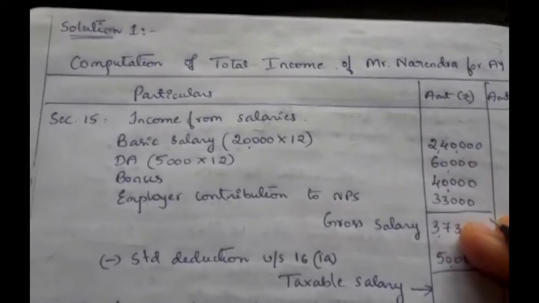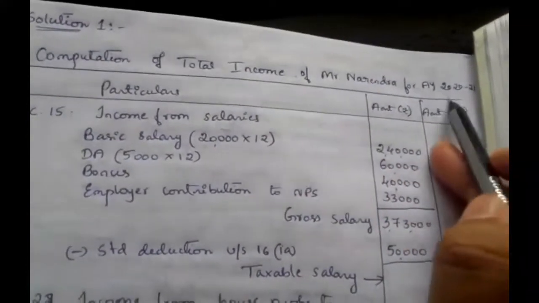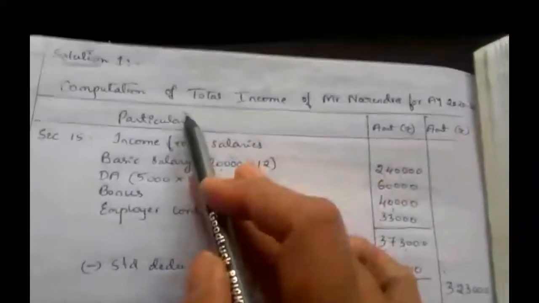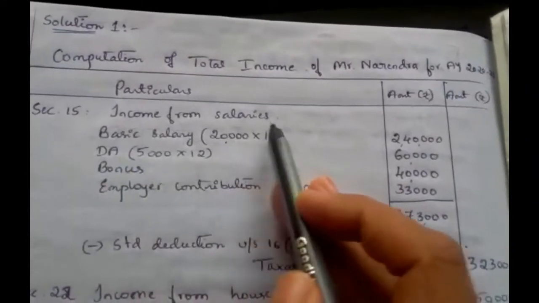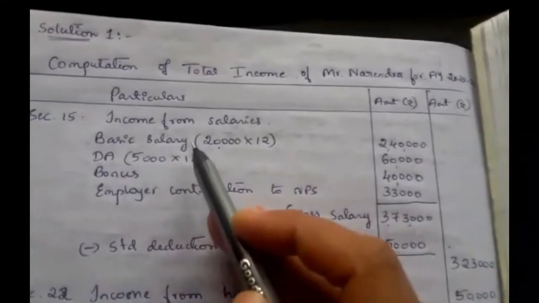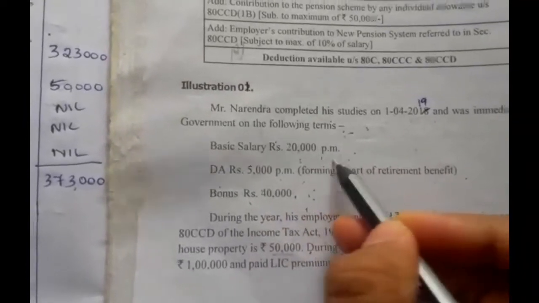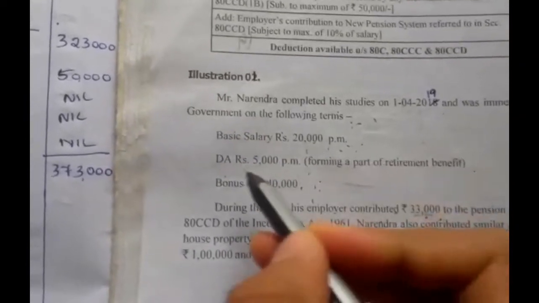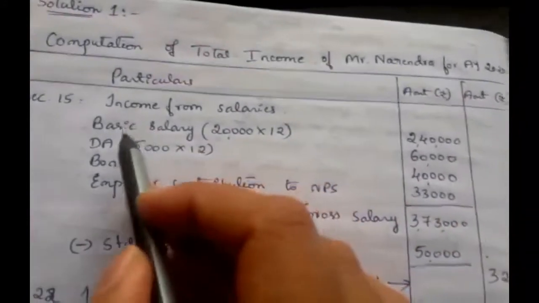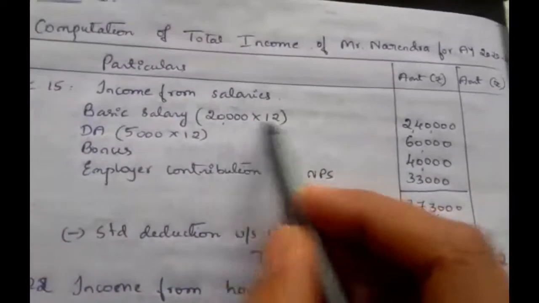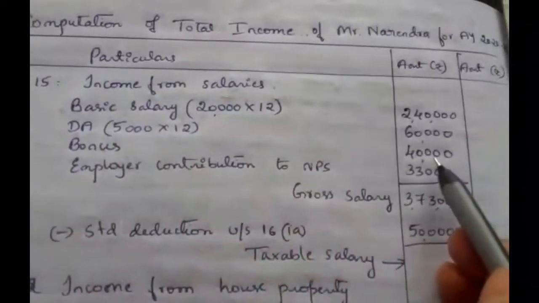Now we'll solve the solution. Solution number 1, computation of total income of Mr. Narendra for the assessment year 2020-21. Three columns: particulars, amount. First is section 15, income from salaries. Under this head we take the salary items: basic salary 20,000 per month, so 20,000 into 12; DA 5,000 per month, so 5,000 into 12; and bonus 40,000. These three items we have to take. Basic salary 20,000 into 12 equals 2,40,000, DA 5,000 into 12 equals 60,000, bonus 40,000.